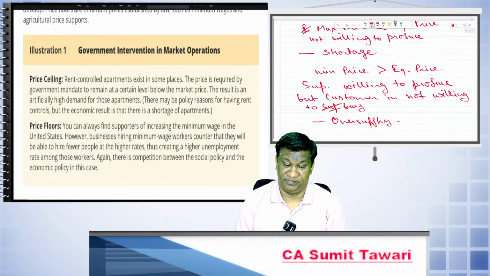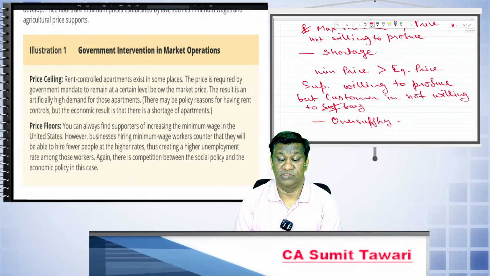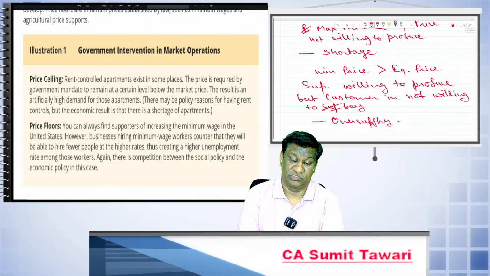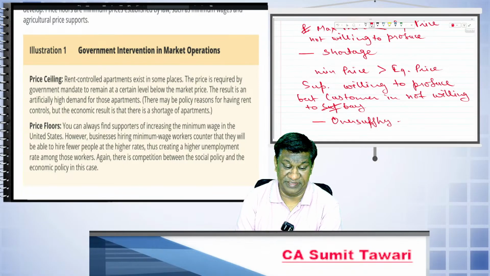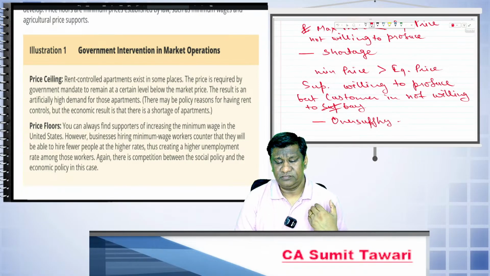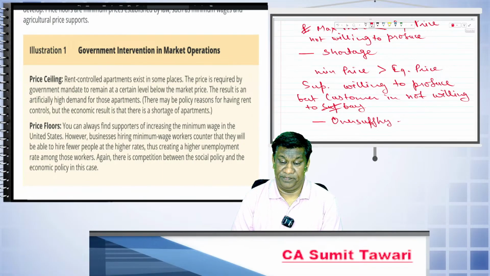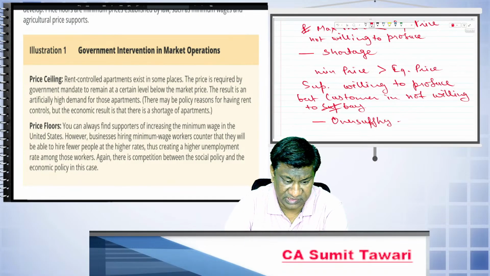In case of the price ceiling, and in case of a price floor, you can always find a supporter for increasing the minimum wage in the United States. However, the businesses hiring minimum wage workers counter that they will be able to hire fewer people at a higher rate, thus creating a higher unemployment rate among those workers. Again, there is a competition between the social policy and economic policy in this case. If the employer cannot afford the minimum wages, they need to pay the unemployment rate. So this is basically the price floor.